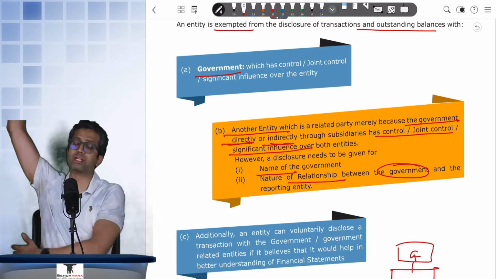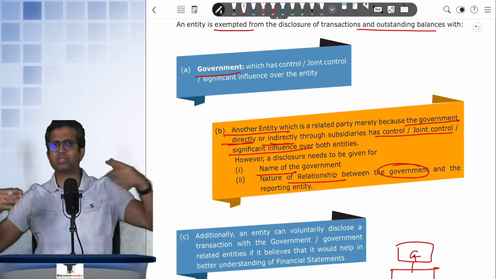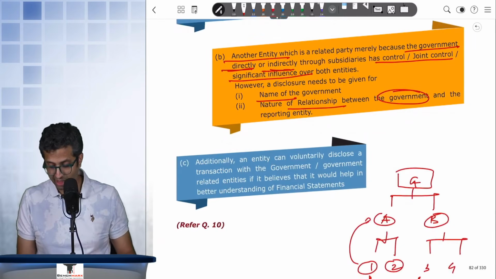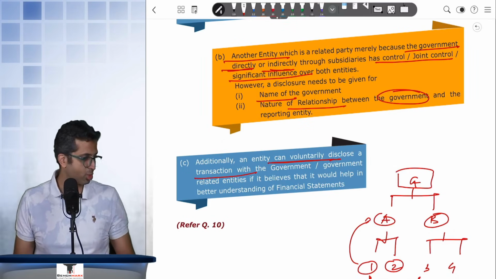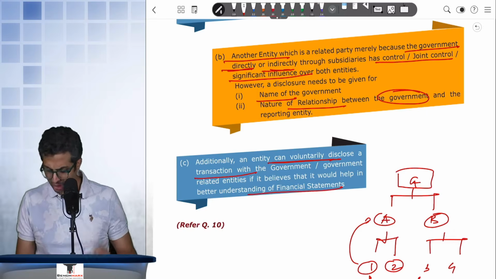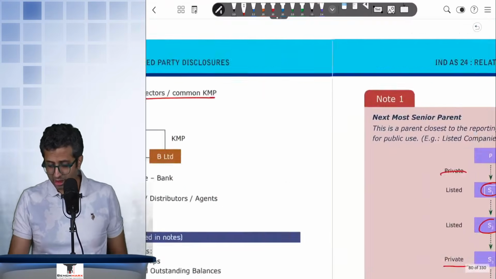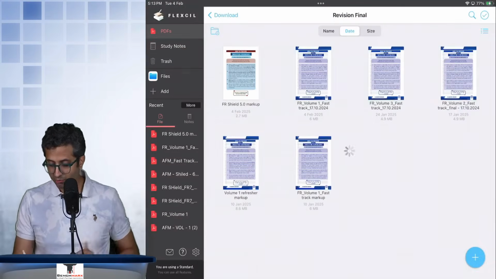I don't have to give this entire list of all the government companies and their transactions. I don't have to show. Having said that, if an entity voluntarily wants to show a particular transaction so that people can understand the statements better, that has been allowed and it has not been prohibited. So that kind of takes care of the concept and the theory for IND AS 24.